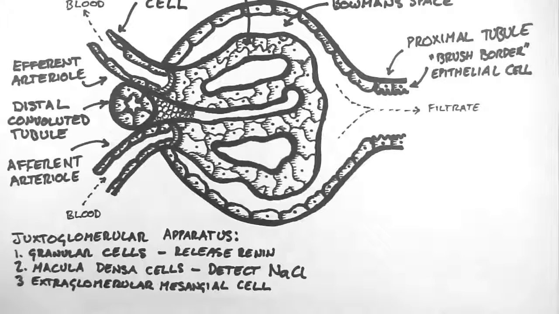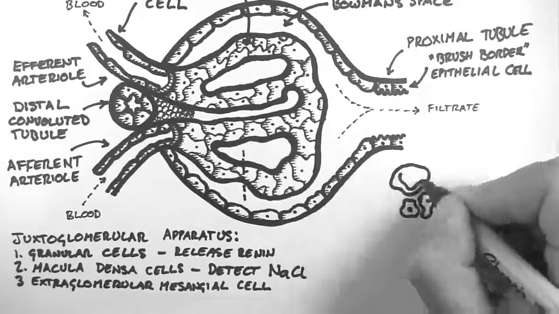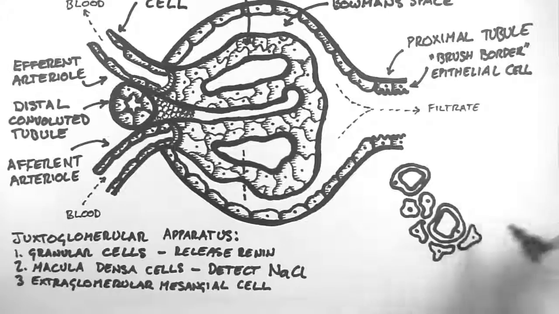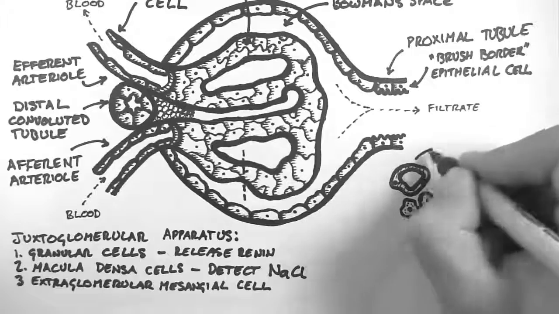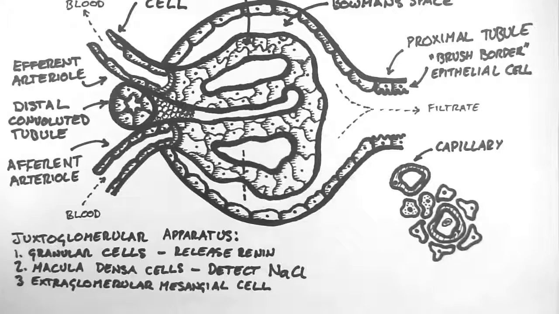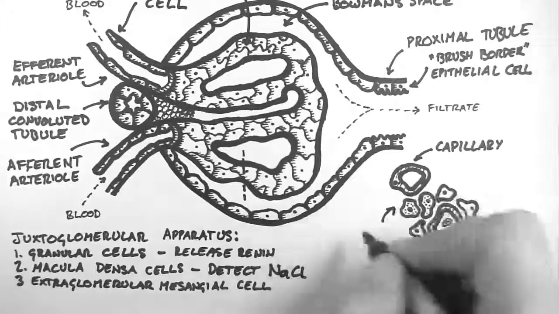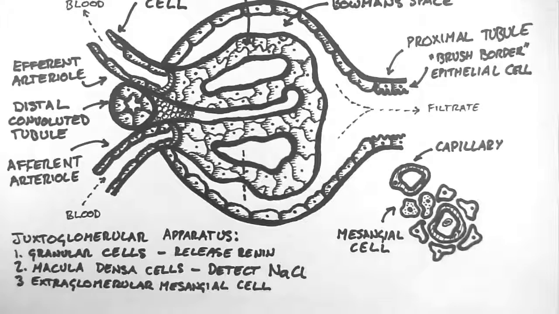Now I want to talk about the capillaries within the glomerulus. I'm going to take a cross-section through here and draw what we might find down here. So there are three types of cell involved here. The first is the capillary, which again is an endothelial cell. And these are attached to mesangial cells, which are like the scaffolding for the capillaries in the glomerulus. They can actually contract and relax to alter the glomerular filtration rate.